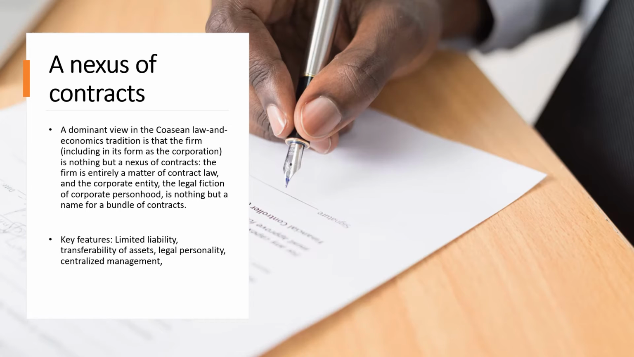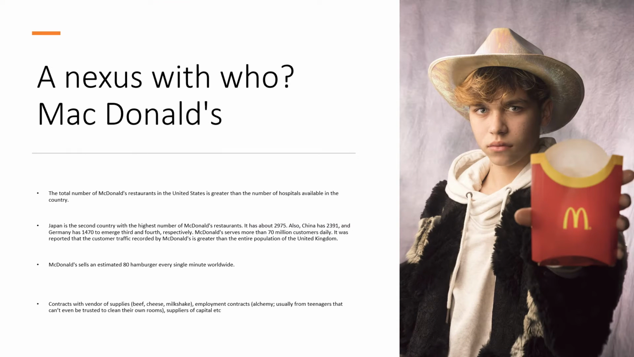One of the most interesting ways of viewing a corporation is as a nexus of contracts. So the firm is entirely a matter of just contract law and people contracting with each other. And with McDonald's, one of my favorite companies, because it's just so interesting how the story evolved. McDonald's sells 80 hamburgers every single minute. It's a capitalist machine, right?